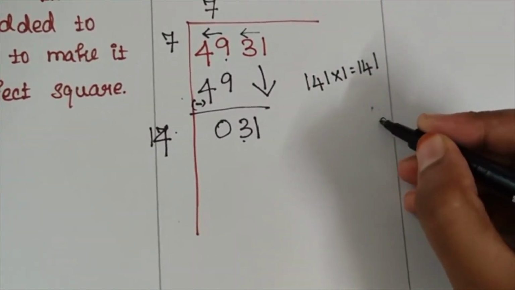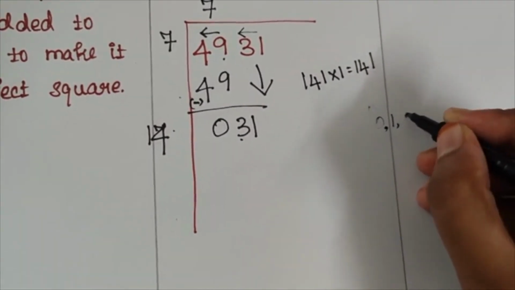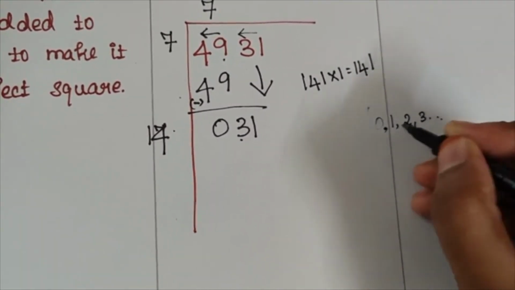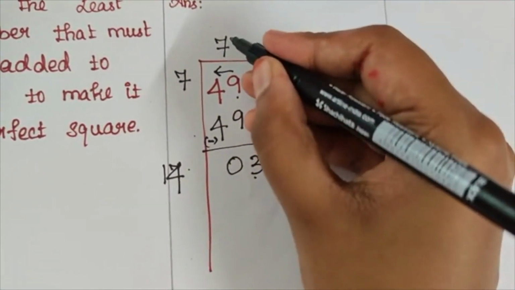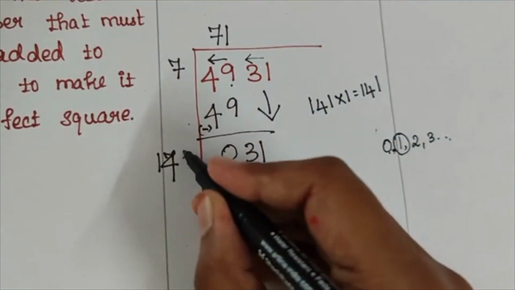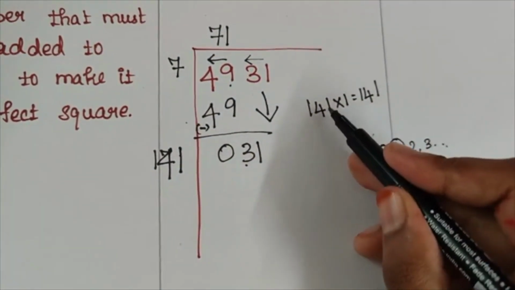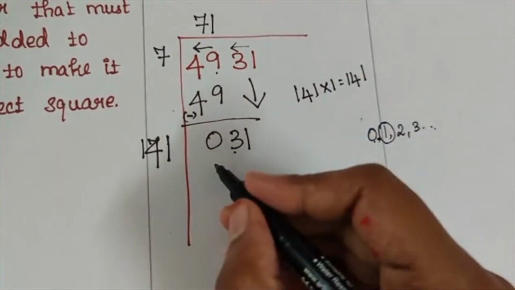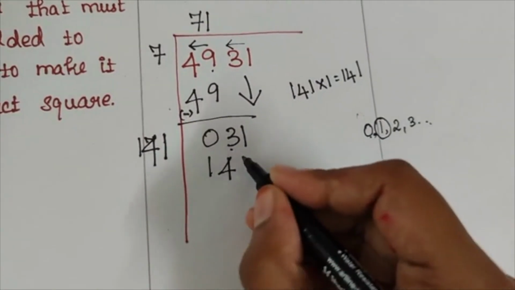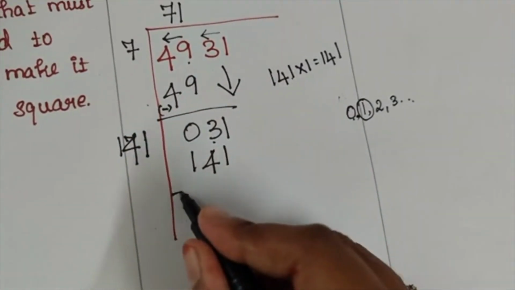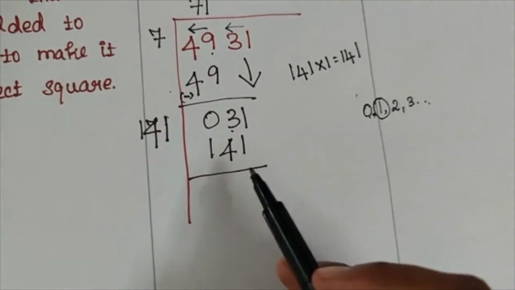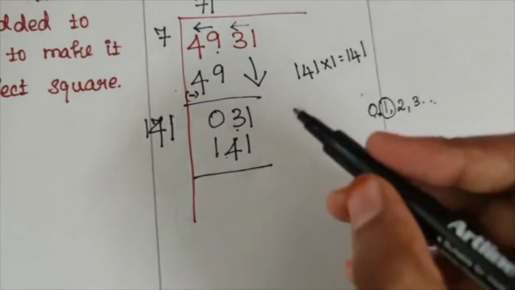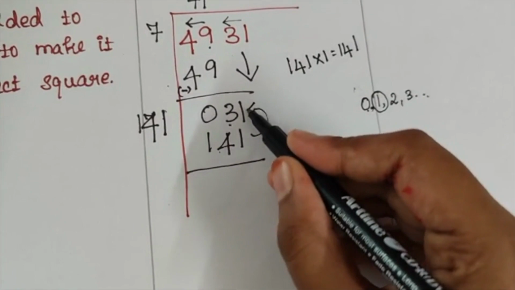In numbers we write 0, 1, 2, 3, etc. So what is the very next number of 0? 1. So just put 1 here. Here also 1. So what is 141 into 1, which is nothing but 141. I'll tell you what we should do. So after writing the very next number, just subtract from bigger number to smaller number.